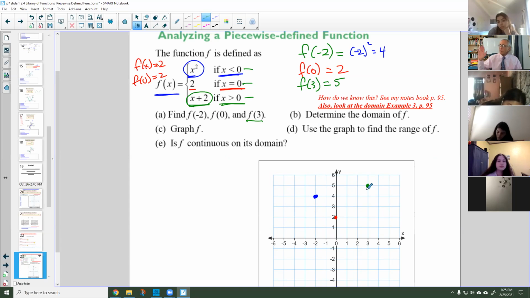So I'm going to pause right here for a second and make sure that everybody's following along. Got a question? You can stick it in the chat. You can ask me. Yeah, Esme. What's the question? Why are we graphing? What are we trying to find again? Okay, so I was looking at A right here. It said find f of -2, f of 0, and f of 3.